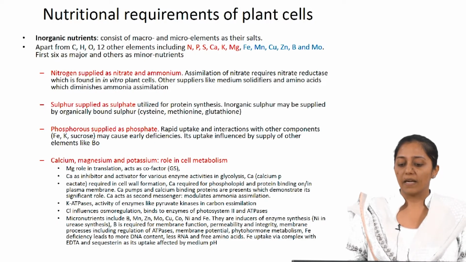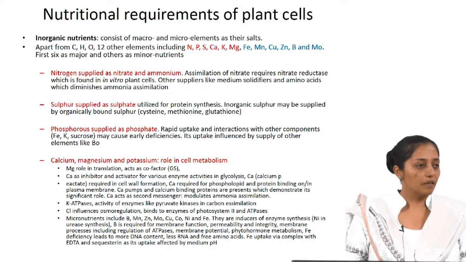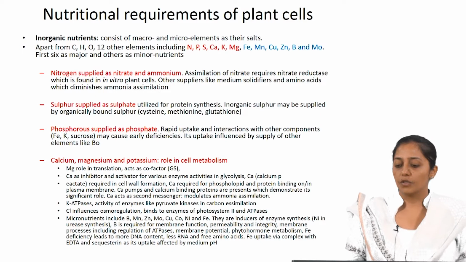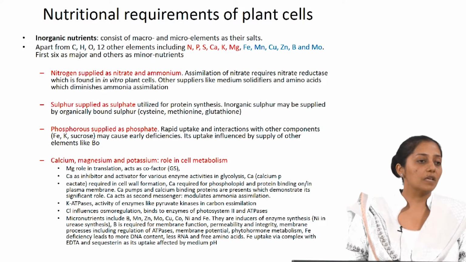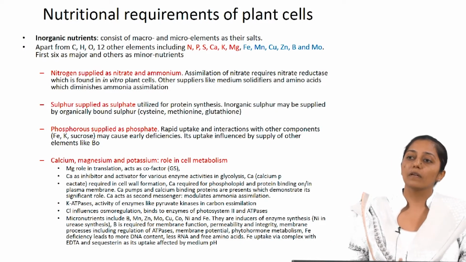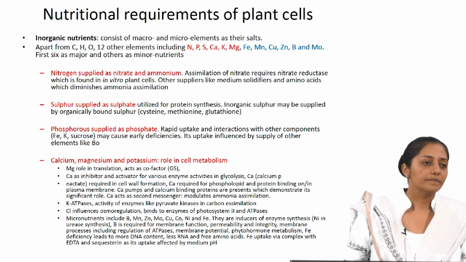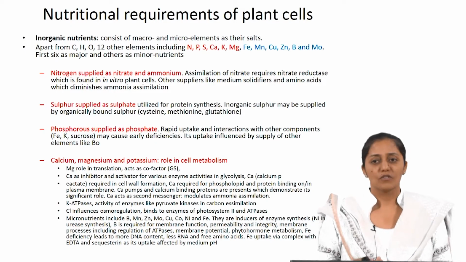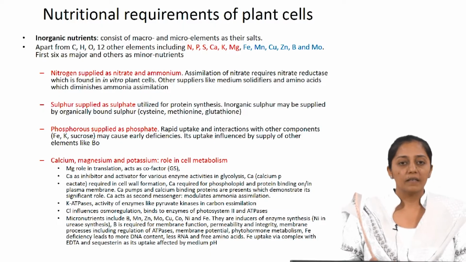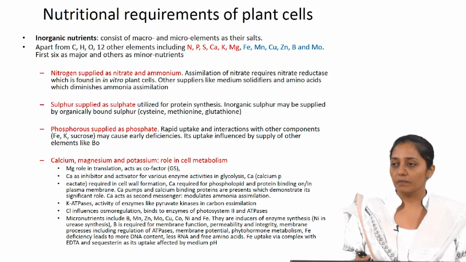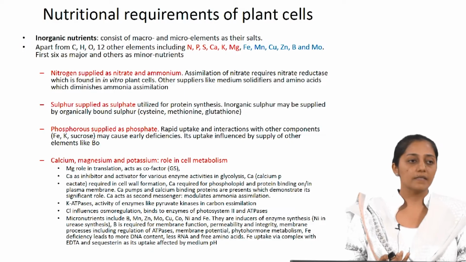Sulfur is supplied as sulfates. Then where is it utilized? In protein synthesis. Inorganic sulfur may be replaced by organically bound sulfur. Organically bound sulfur is present in the form of cysteine. So, phosphorus is a major nutrient. Okay. Then calcium, magnesium, potassium, they play a role in cell metabolism.